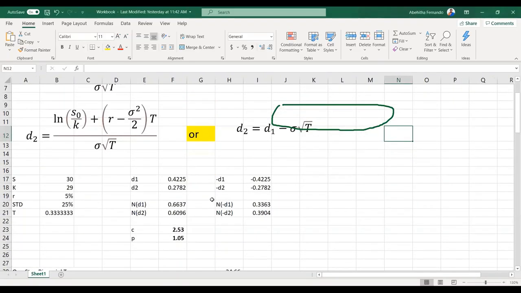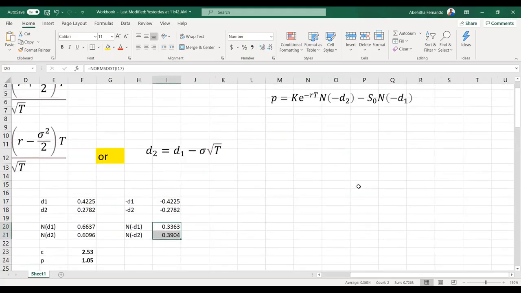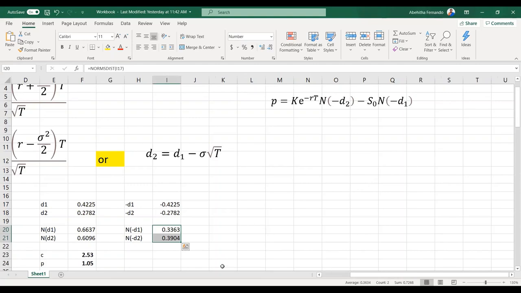So the value was 0.4225. Here you should consider minus 0.4225, and D2 was 0.2782, so you should consider minus 0.2782. And these are the probabilities for these values. Minus 0.4225 gives a probability of 0.3363, and for minus D2 you have a probability of 0.3904. So if that's the case, use these values in the formula and calculate the European put price under these probabilities.